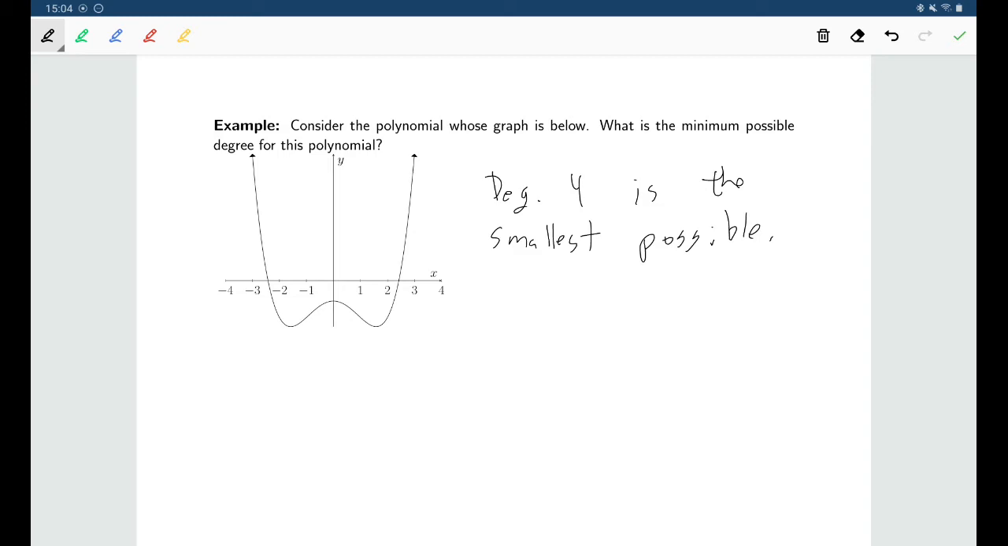If you had degree 3, then you wouldn't be able to have 3 turning points. If you had degree 2, you wouldn't be able to have 3 turning points. If you had degree 1, you wouldn't be able to have 3 turning points or 2 x-intercepts. That would all be completely impossible. So the only way that you could have 3 turning points and 2 x-intercepts would be if your degree was 4 or larger.